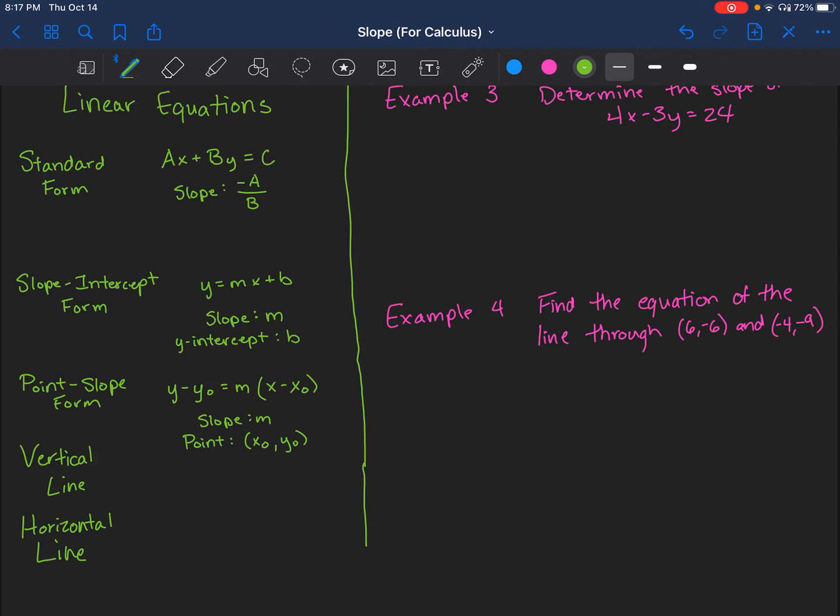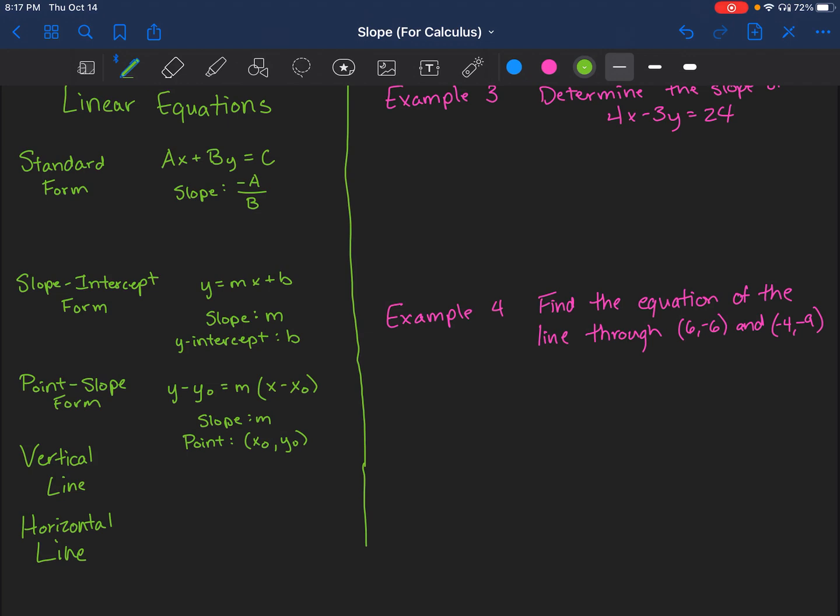Okay, so if we know a point, we can plug it into point-slope form, and it makes life easier. I will suggest that you do memorize this one because it is by far the most helpful one in all of calculus. Point-slope form is going to be probably the easiest one.